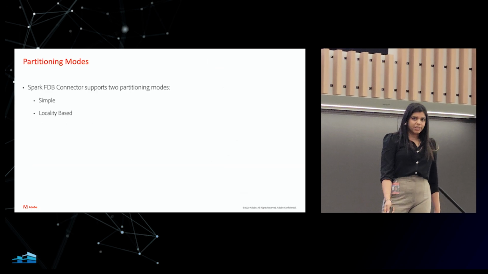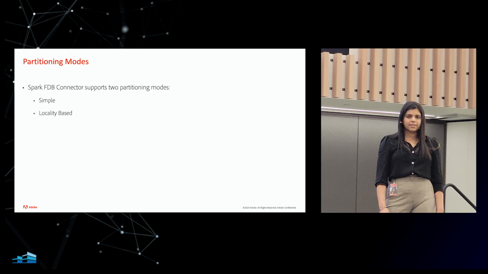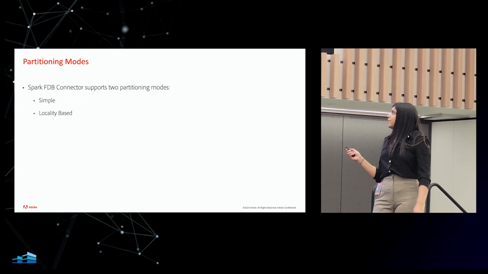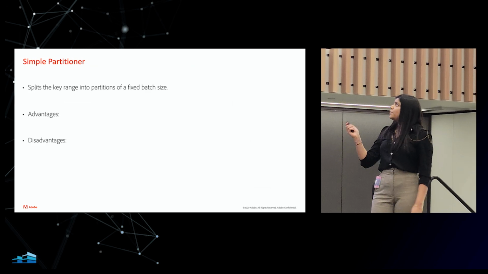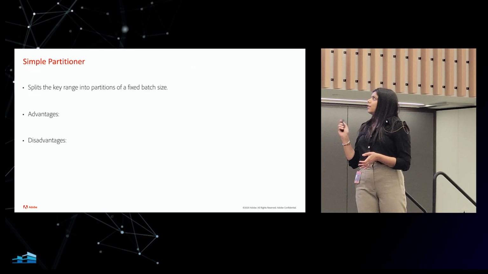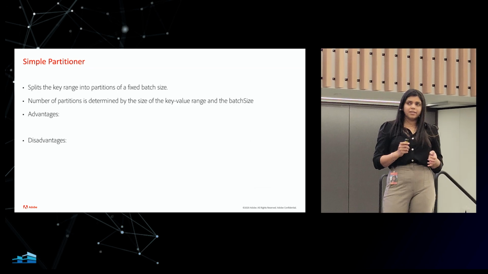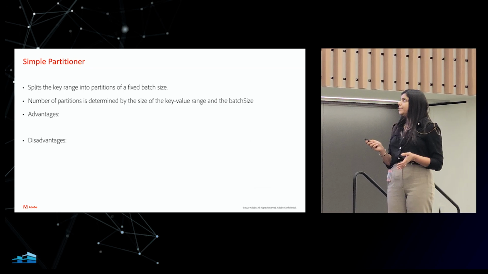There are two partitioning modes available. One is simple, and another one is locality-based. So let's maybe first start with the simple partitioner. Simple partitioner helps in splitting the key range based on a fixed batch size. So the number of partitions is determined by the size of the key value range and the batch size that's provided.